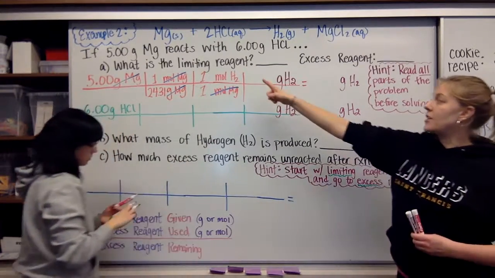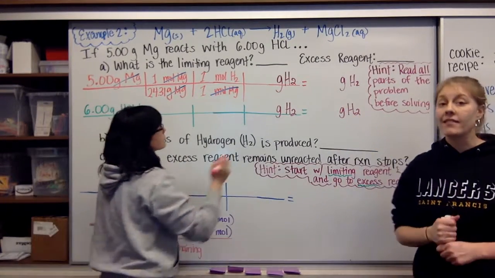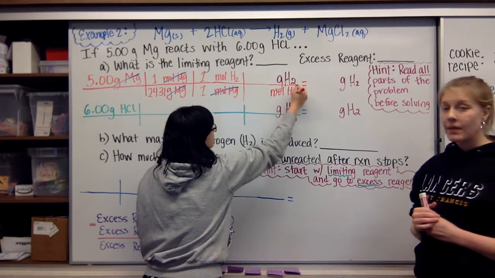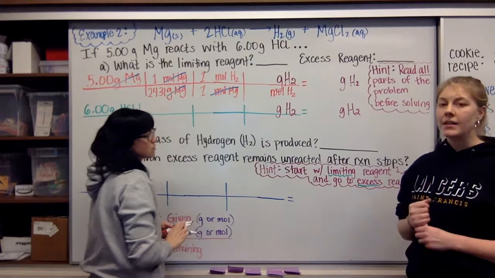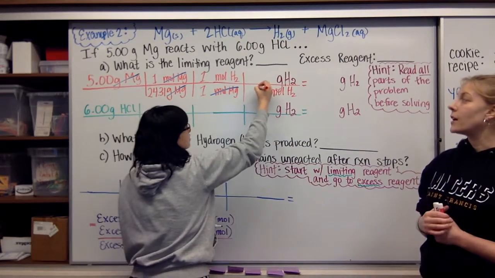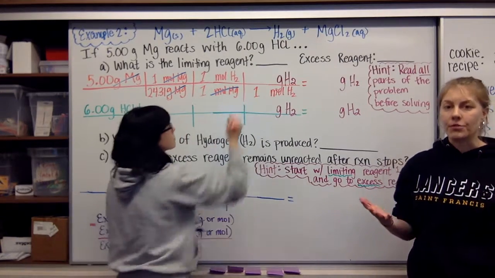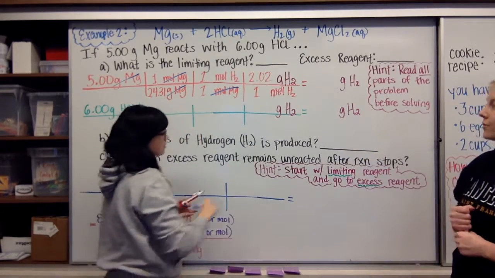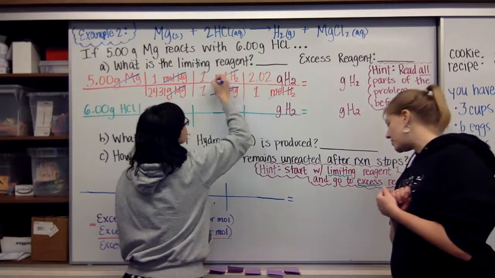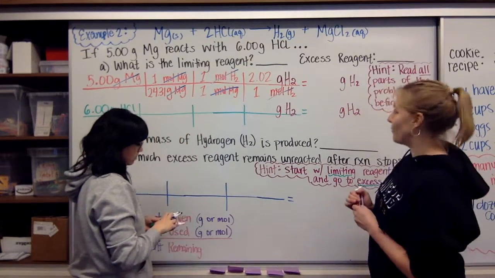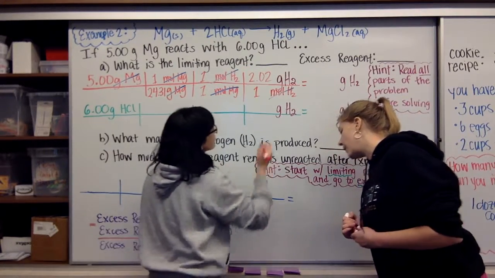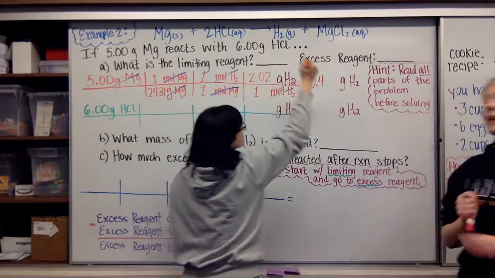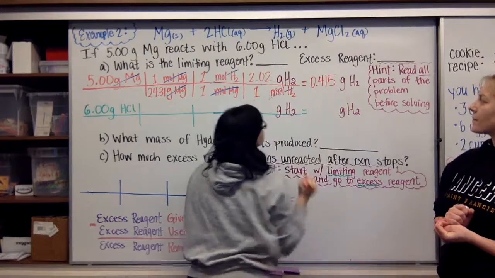We're in moles of hydrogen, but we want to be in grams of hydrogen gas. So we put moles of hydrogen gas on bottom and grams on top. Now, what's the molar mass of hydrogen? 2.02 for every 1 mole of hydrogen. And if we cross out our moles of hydrogen, we are left with 0.415 grams of hydrogen. Okay, good.